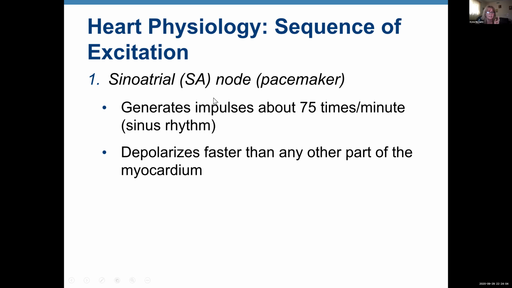SA node spontaneously generates impulses, right? How fast? 75 times per minute, right? And those cells that make SA node, because SA node is a bunch of cells, right? So those cells, they depolarize faster than any other part of myocardium. So because they depolarize faster, they're faster to generate action potential.